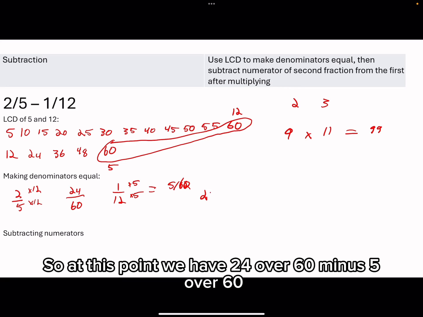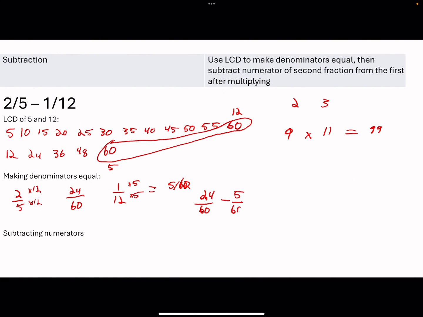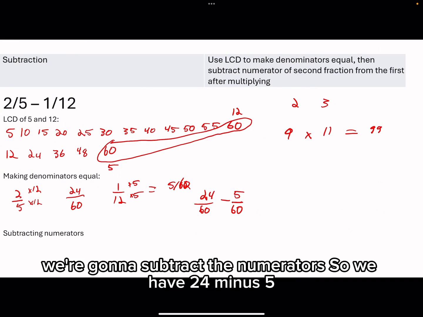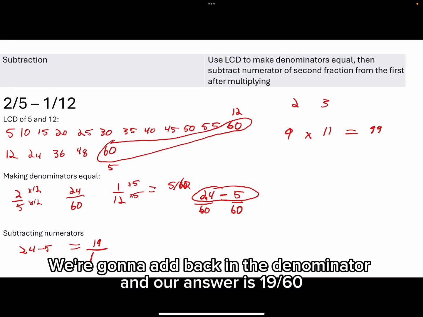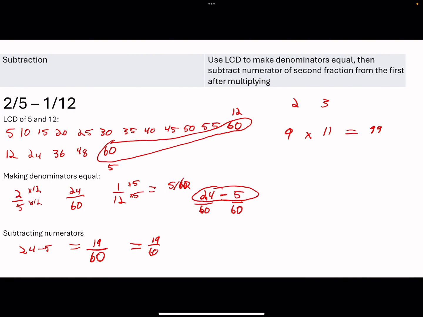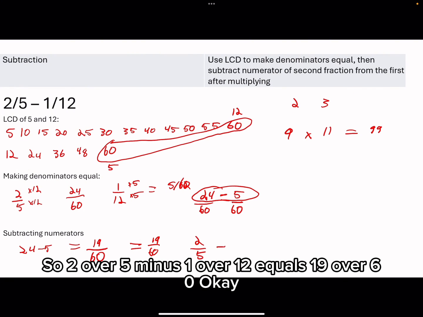So at this point, we have 24 over 60 minus 5 over 60. So just like in the addition, we're going to subtract the numerators. So we have 24 minus 5. 24 minus 5 equals 19. We're going to add back in the denominator, and our answer is 19 over 60. So 2 over 5 minus 1 over 12 equals 19 over 60.